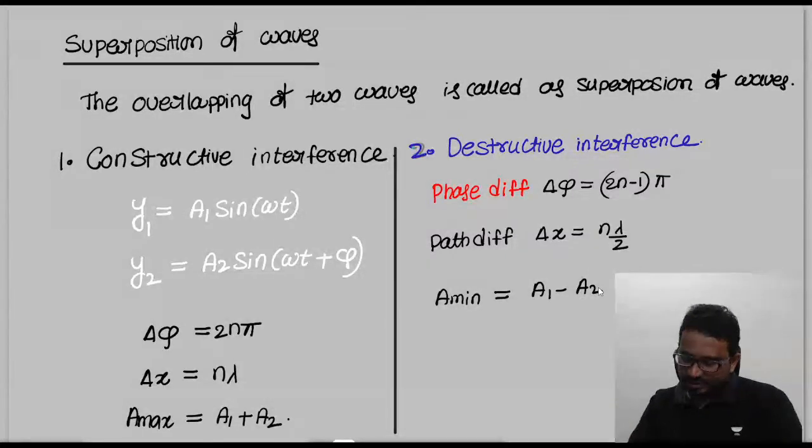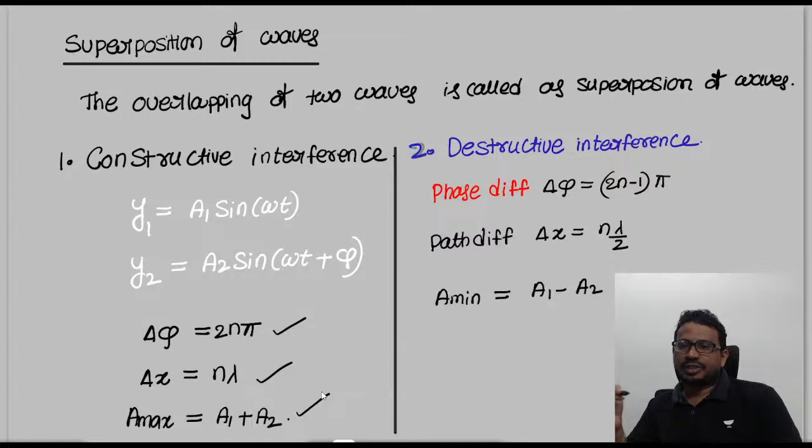Constructive interference means phase difference is 2nπ, path difference is nλ, and the amplitude is maximum. Destructive means odd multiples of π, path difference is nλ/2, and amplitude is minimum, A1 minus A2.